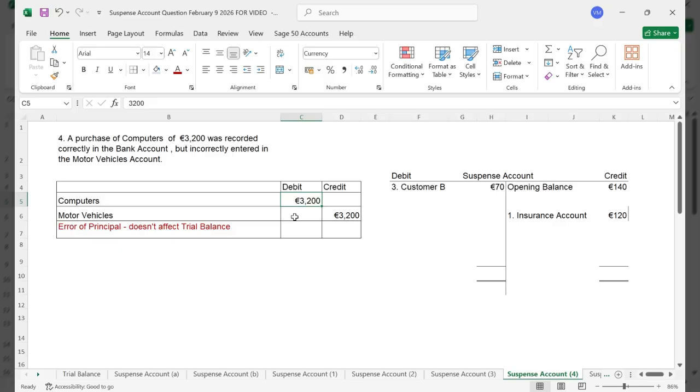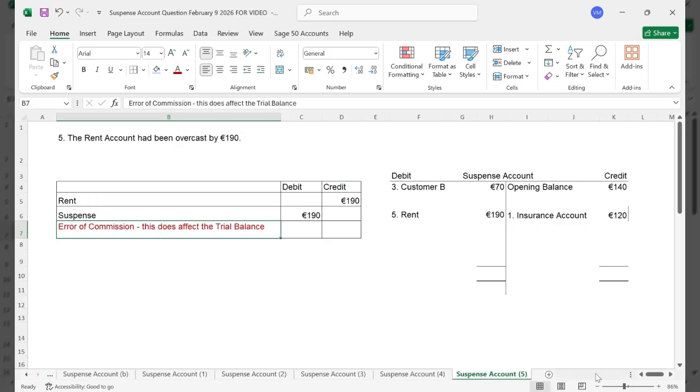It doesn't affect the trial balance. Both of them were originally debit entries in the trial balance. You're increasing one and decreasing the other. You'll see that when we go back to the trial balance at the end. In this case, it's another funny sort of description: it's an error of principle. You had the right idea, you put in all the correct figures, you had the correct debit and credit, but you just put it into the wrong accounts. Anyway, that's what it's called, error of principle.